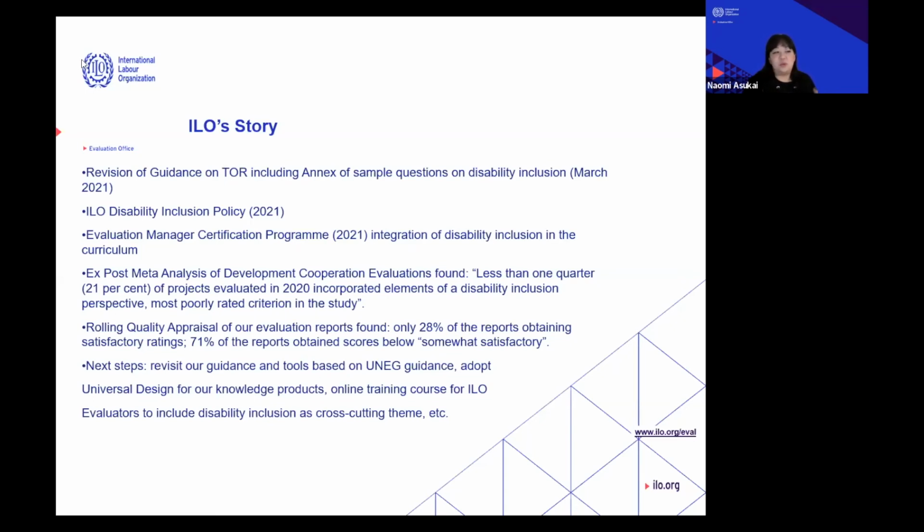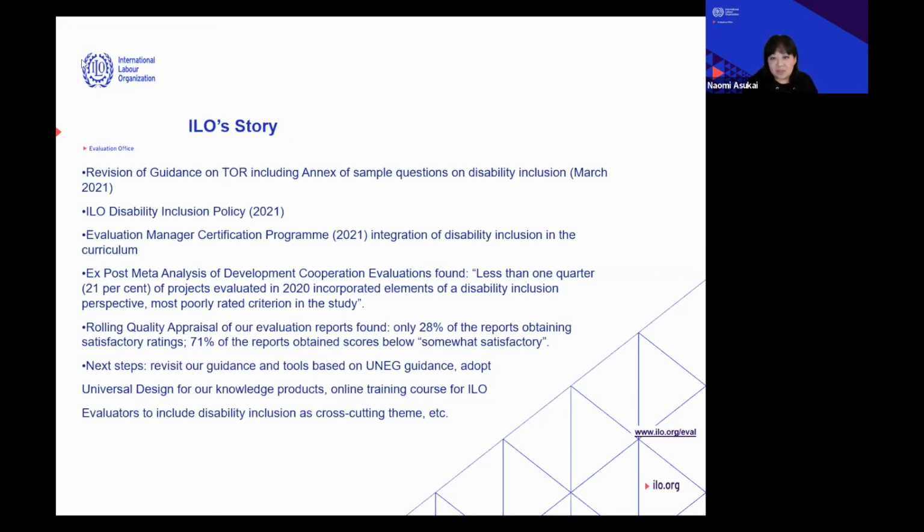Unfortunately, when we did our external quality appraisals, so we sent all of our reports from project all the way to corporate institutional level to an external entity who checks our quality against ILO, UNEG, OECD DAC criteria. They also found that only 28% of our reports were satisfactory in terms of disability inclusion, and that 71 of our reports scored below somewhat satisfactory. So very specifically, 65% of our reports were rated highly unsatisfactory in this domain.